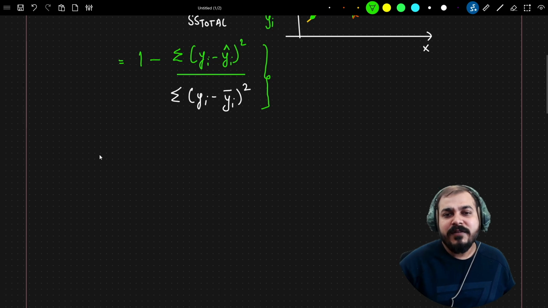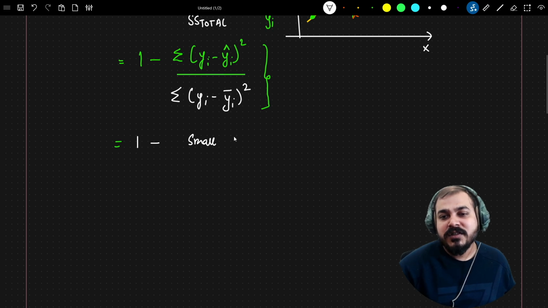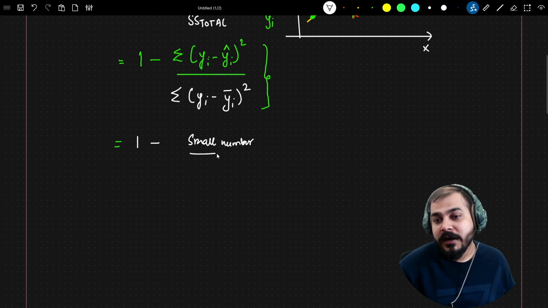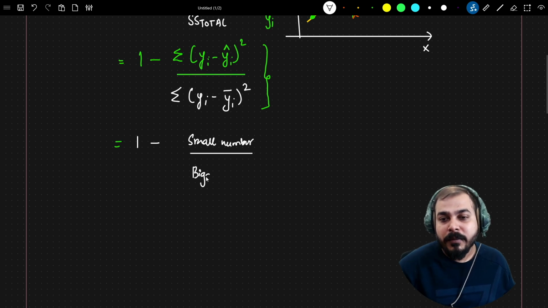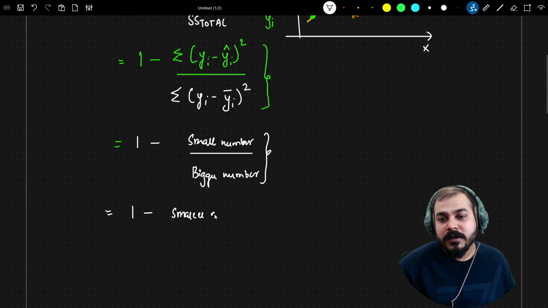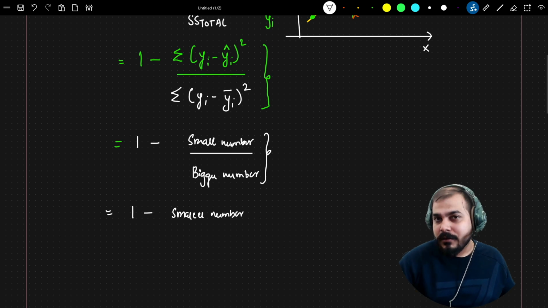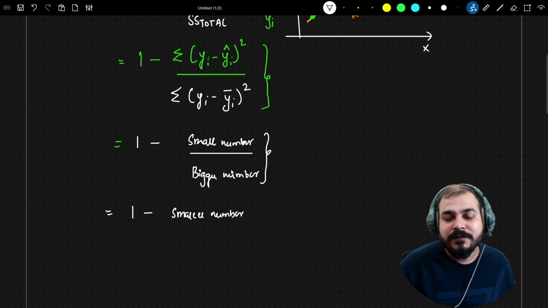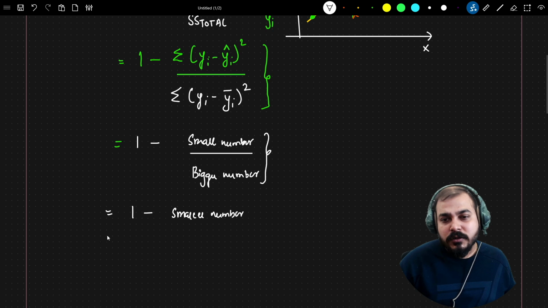So here I can write it as 1 minus the ratio. Let's consider the numerator is a small number when compared to the denominator, so the denominator will be a bigger number. Small number divided by bigger number, when we do this kind of division, obviously we are going to get a smaller number itself. So 1 minus a smaller number will be very near to 1 itself, approximately near to 1.